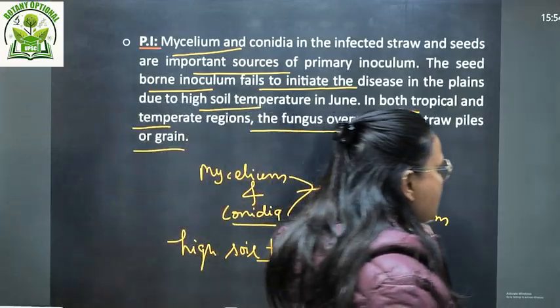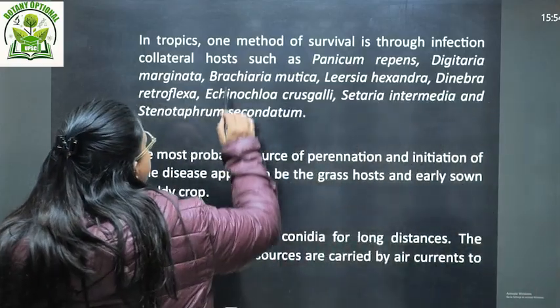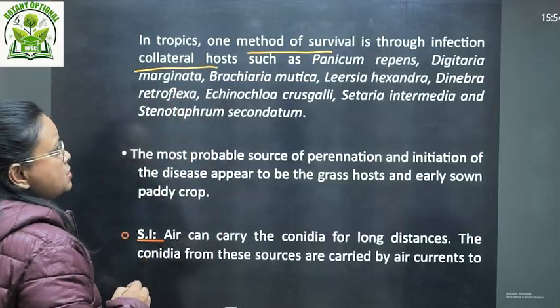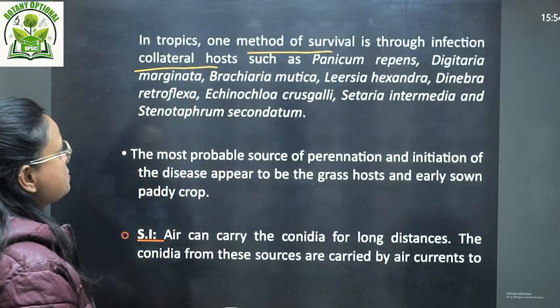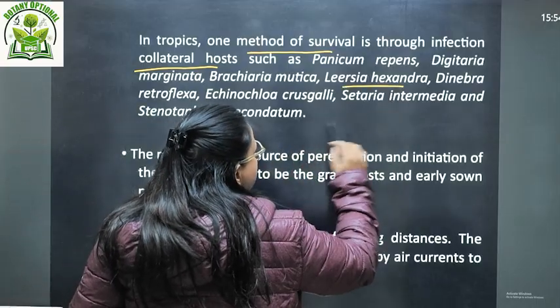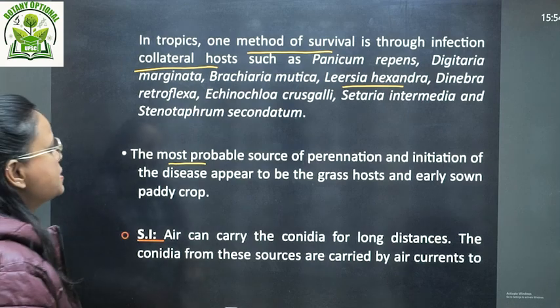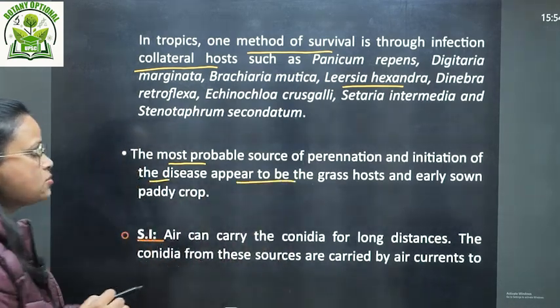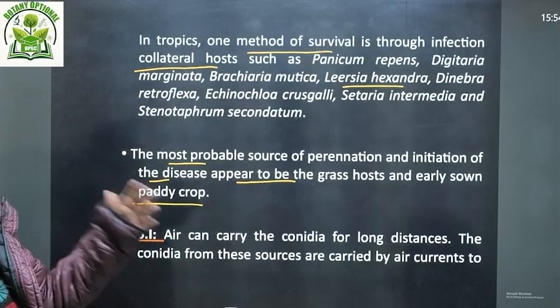It is creating an effect. Now the next is, in the tropics, one method of survival is through infecting collateral hosts such as Panicum repens, Digitaria marginata, Brachiaria mutica, Leersia hexandra, etc. The most probable source of penetration and initiation of the disease appears to be the grass hosts and the early sown paddy crop. The paddy crop is sown early.